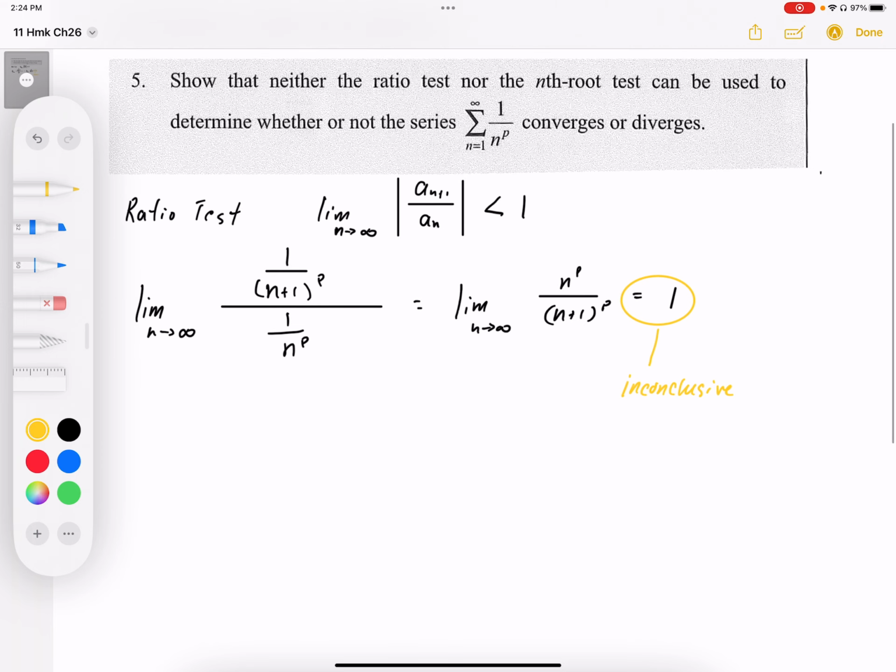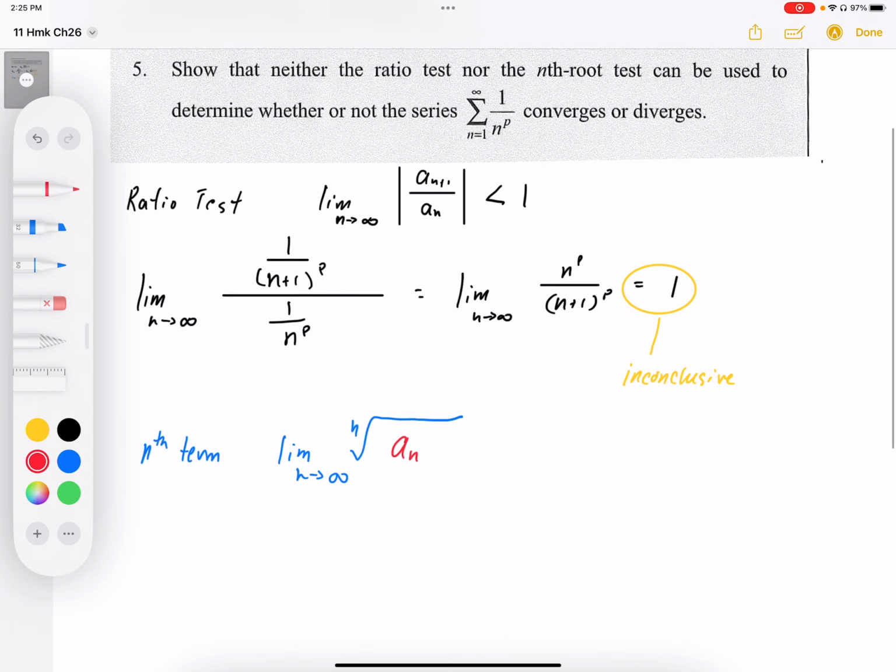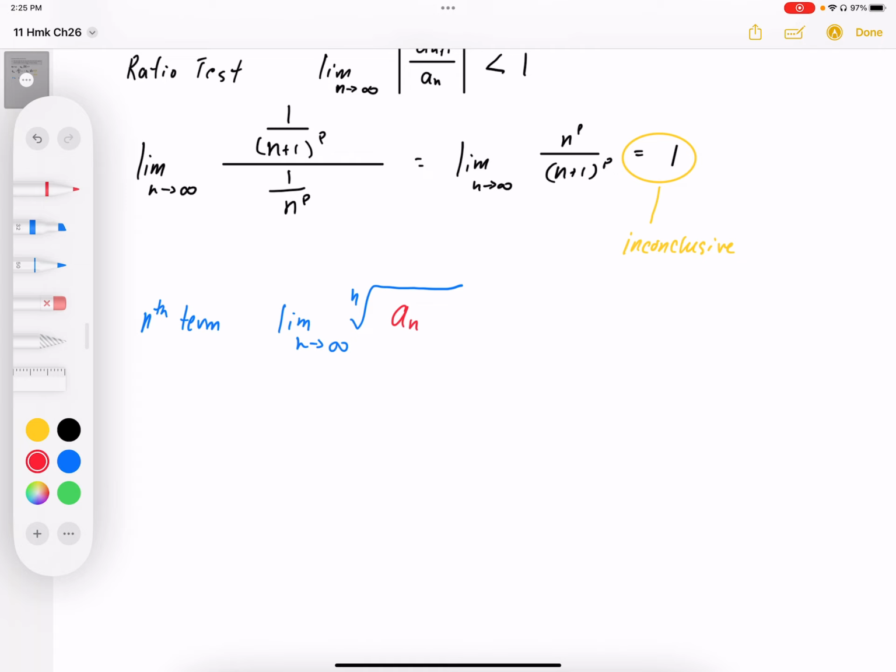Okay, so then we can move to the nth root test. The nth root test states this. We're going to look at the limit as n approaches infinity of the nth root of a_n, and we're going to see if that is less than 1, equal to 1, or greater than 1. If it's equal to 1, it's inconclusive.